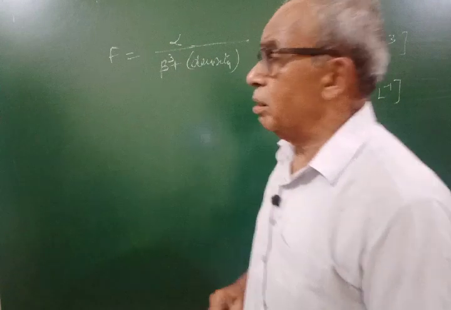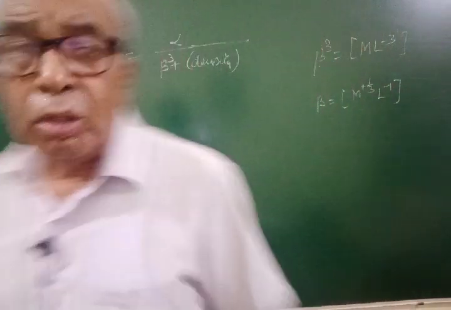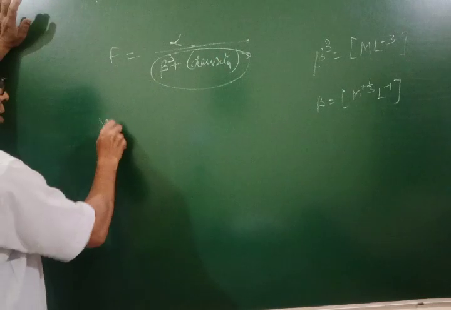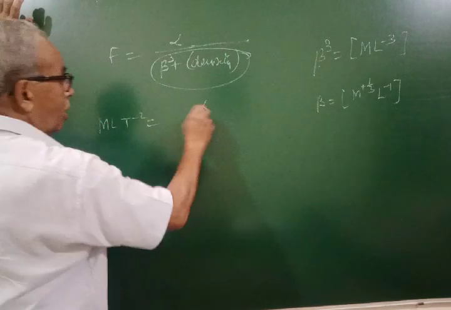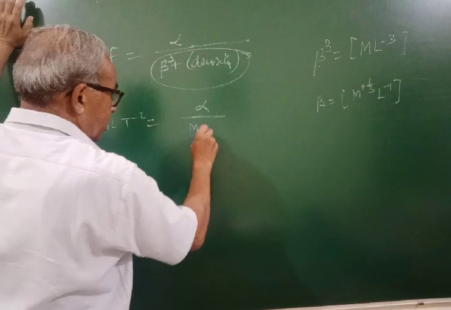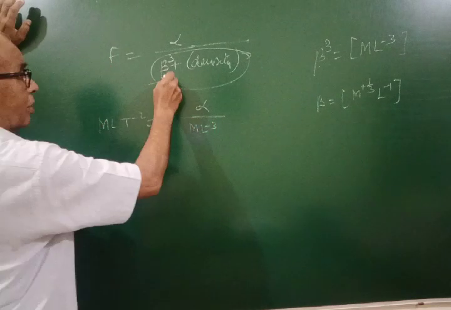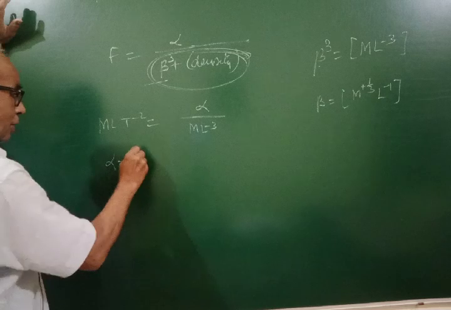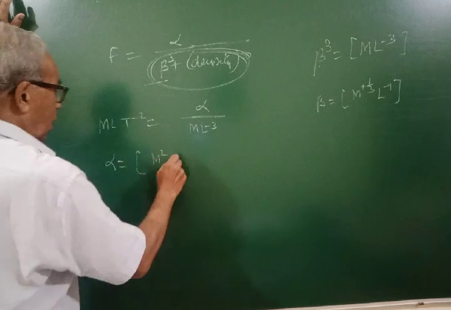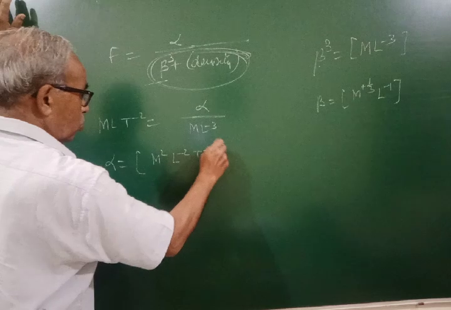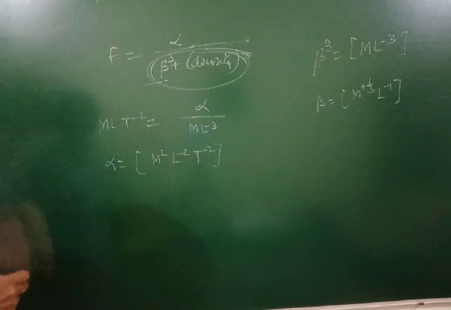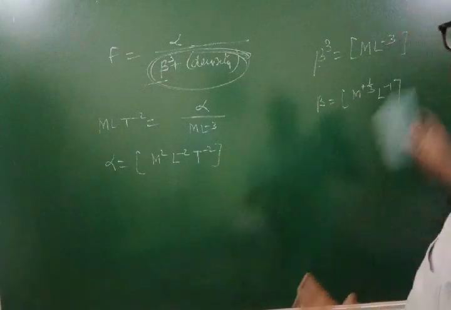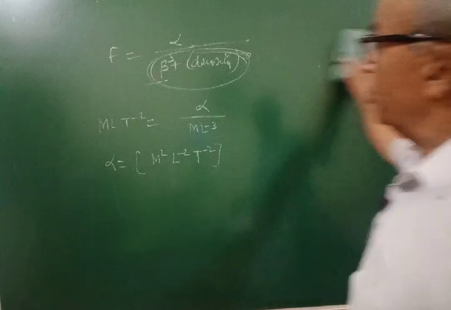Now how to find alpha? तो ये डायमेंशन ऑफ फोर्स है, ml t minus 2 equal to alpha upon ml minus 3. बीटा क्यूब again same dimension, we have to see dimensional only. So that way alpha has dimensions of m square L minus 2 t minus 2. You have to think a little. सोचना तो पड़ेगा, है बच्चों. तो a simple question.